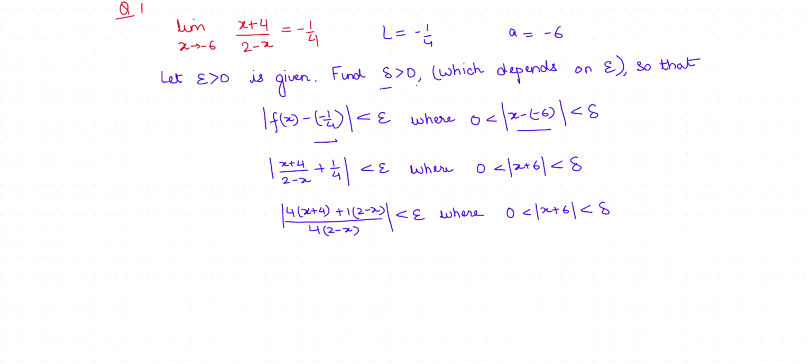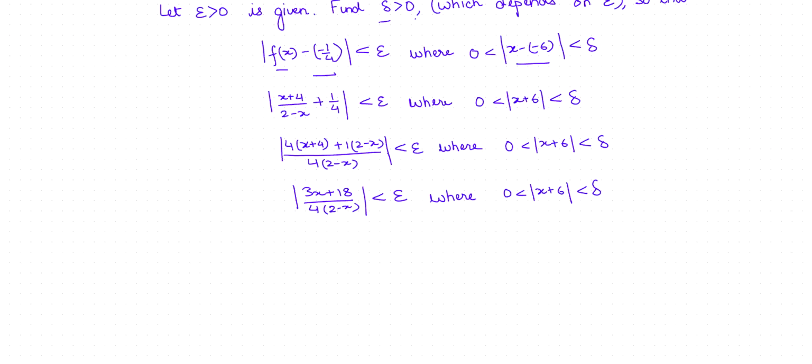So now we've substituted the value of f(x) here, which is (x plus 4) by (2 minus x) plus 1 by 4. And taking the LCM, we'll simplify this. So here we get |3x plus 18| over |4(2 minus x)| is less than epsilon. Now let's simplify this.